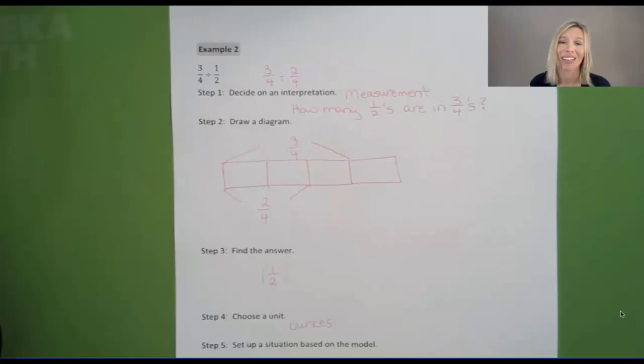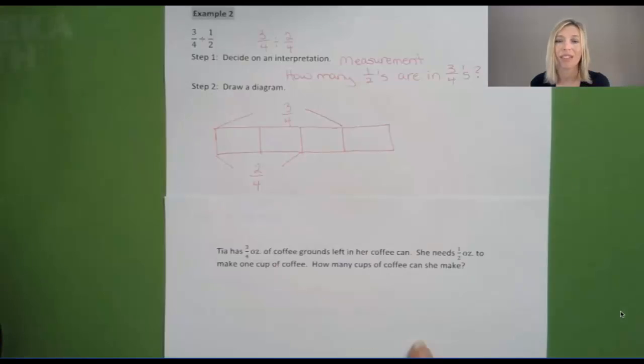Okay, write your story problem now and come back when you're ready to share it with me. This is the story problem that I wrote. Tia has 3/4 ounce of chocolate grounds left in her coffee can. She needs 1/2 ounce to make 1 cup of coffee. How many cups of coffee can she make?